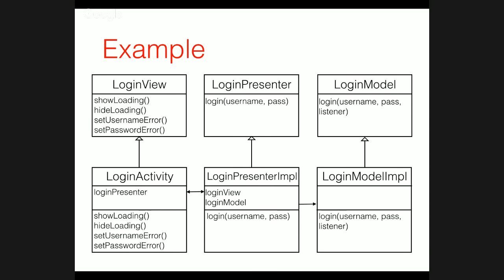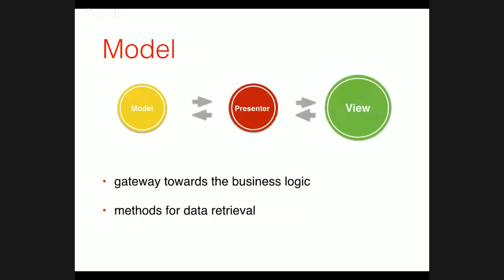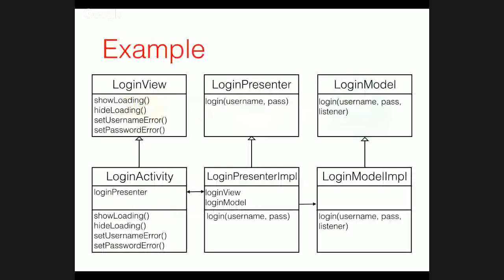Because you can see here that the presenter, for example, has a reference to the model and to the view. And if you make those references to the interfaces, it's easy to replace the implementations. That way, if you, for example, have two screens that display the same data in a different way, you can just exchange the views and leave the same presenter and model implementations and reuse your code.